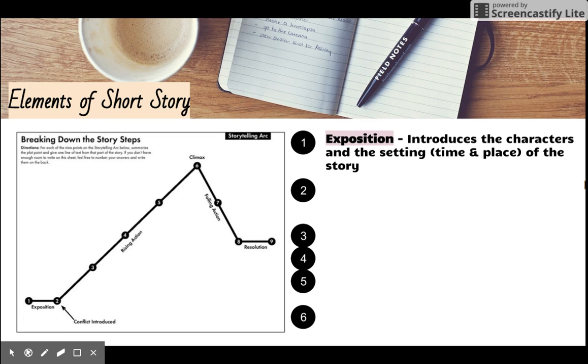And the exposition introduces the characters and the setting, so the time and place of the story. So basically this is the introduction. This is where the author is setting up the story and giving us an idea of what is about to happen.